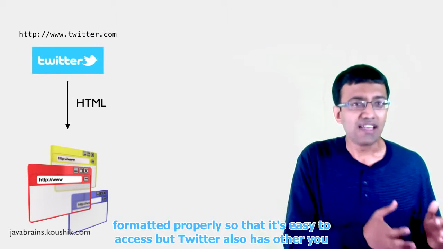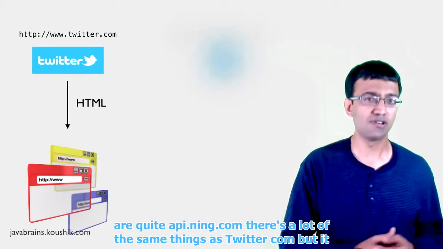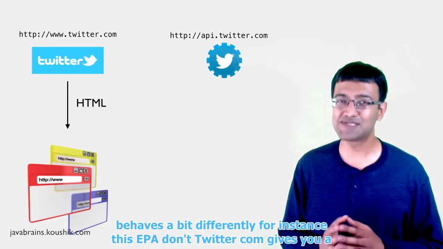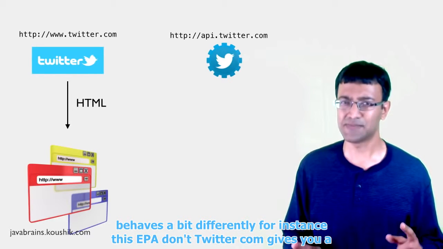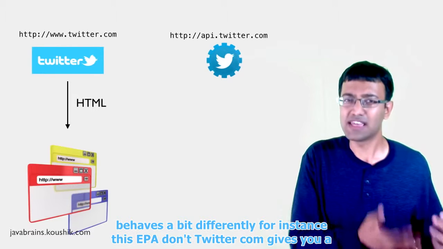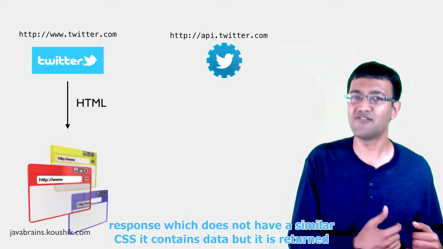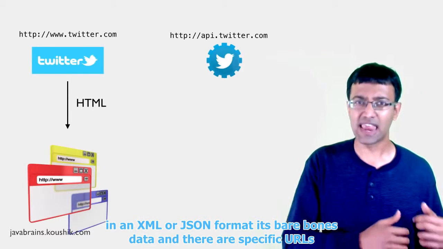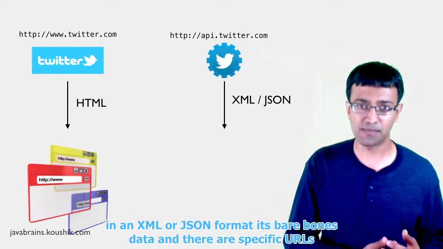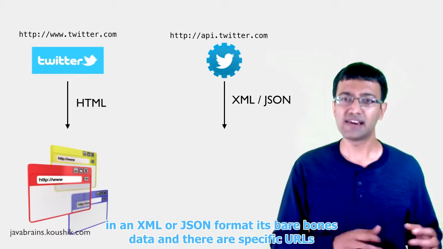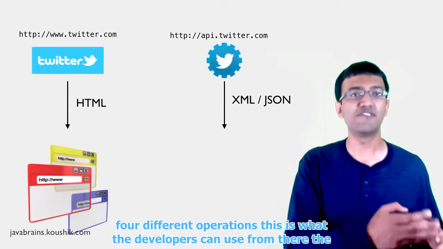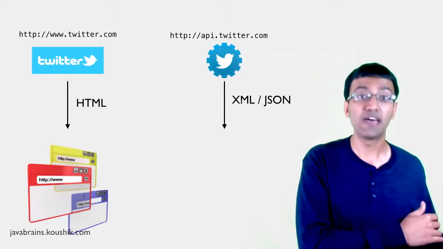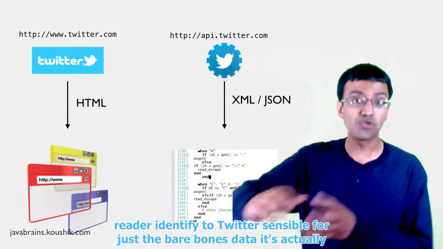But Twitter also has this other URL called api.twitter.com. It does a lot of the same things as twitter.com, but it behaves a bit differently. For instance, this api.twitter.com gives you a response which does not have HTML or CSS. It contains data, but it is returned in an XML or a JSON format. It's bare bones data. And there are specific URLs for different operations. This is what the developers can use from their code to read or write data to Twitter.